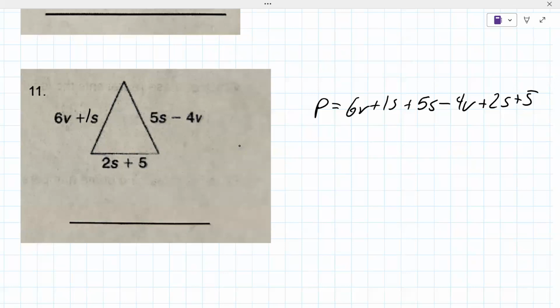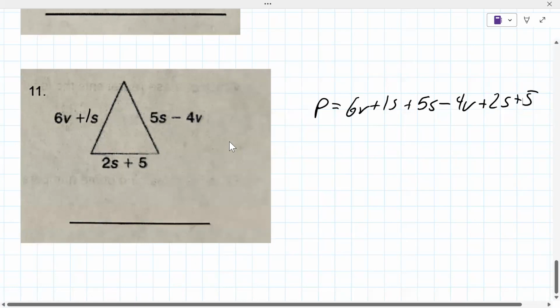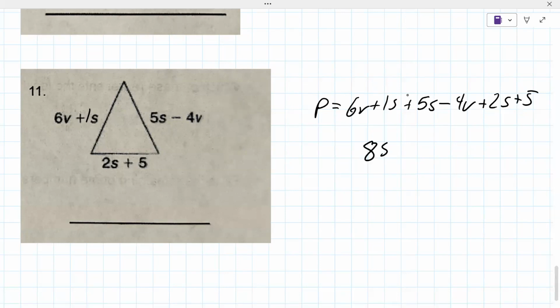That would be 8S plus 10V plus 5. Yeah, 8S plus 10V plus 5. Yes, that is perfect. I was mixing up the letters, which I think is what they had intended here.